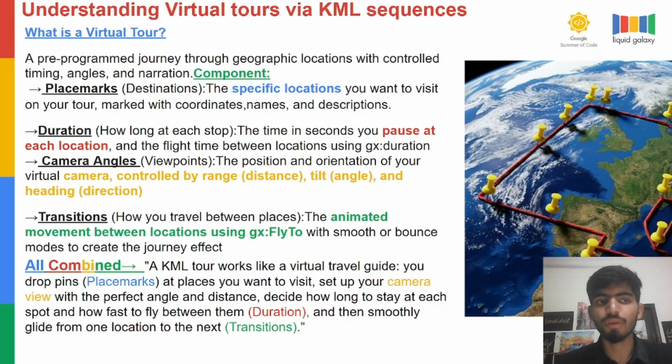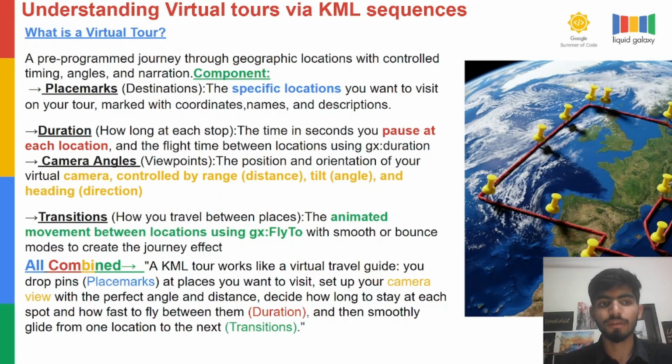Some components of a virtual tour are the placemark. The specific location which we will be visiting is our placemark, like we will be giving it a coordinate, name, and a description about that location. The second component is duration. Duration is basically how much time we will be staying at a particular location. As we decide the duration for which we will be staying at a specific location during our vacation, similarly, the duration here is how much time we will be visualizing the particular placemark.